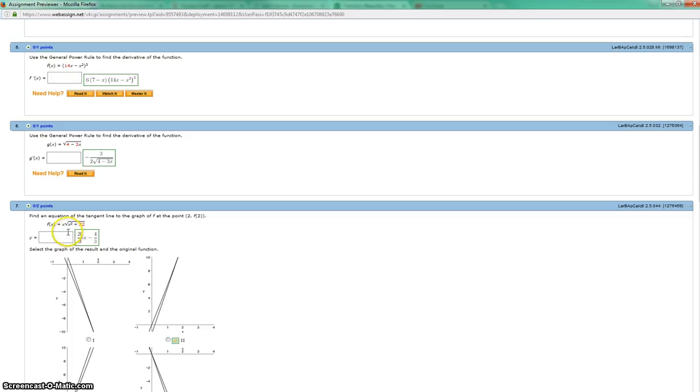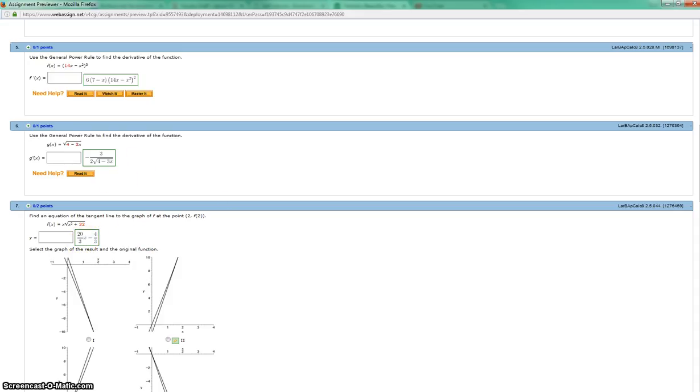This one looks like a good old product rule, right? Because it's x times the square root of this thing. So to find the equation of the tangent line, we have to find the slope at a particular point. And at 2, looks like they found the slope to be 20/3.